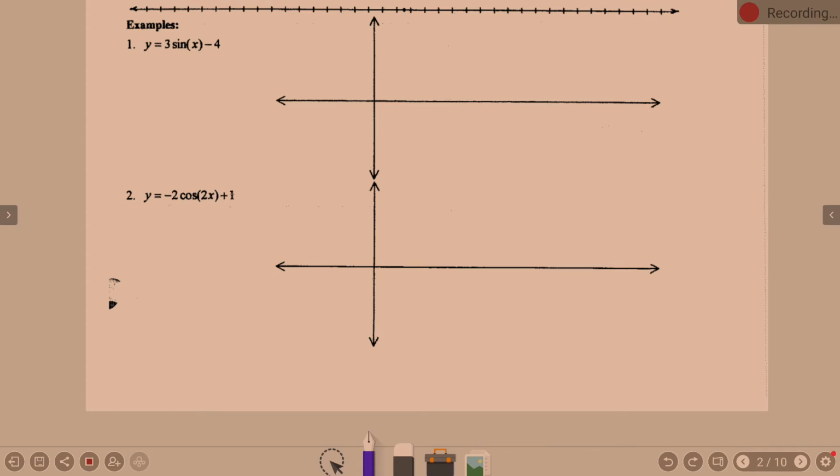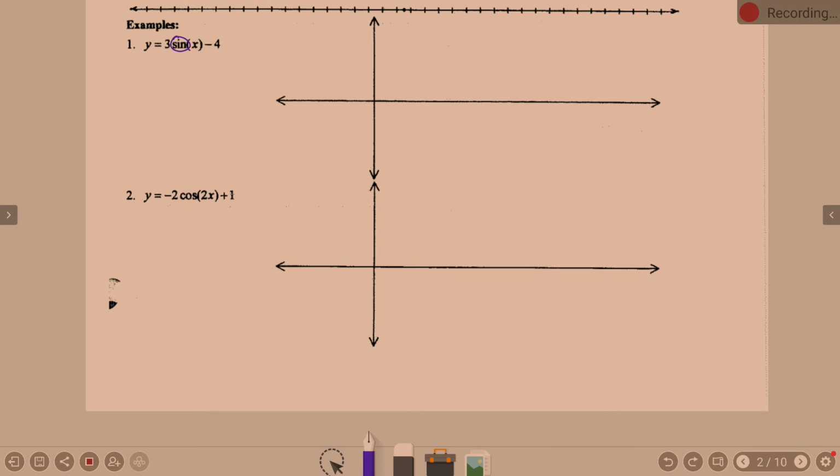Y equals 3 sine of x minus 4. So, first of all, what is the sum graphing? I know it's a silly question, but it helps to ask. What is the sum graphing? This is sine, yes? If you look up top, what does a sine graph look like? Starts at the center and what? Has a mountain and a valley, if you will.